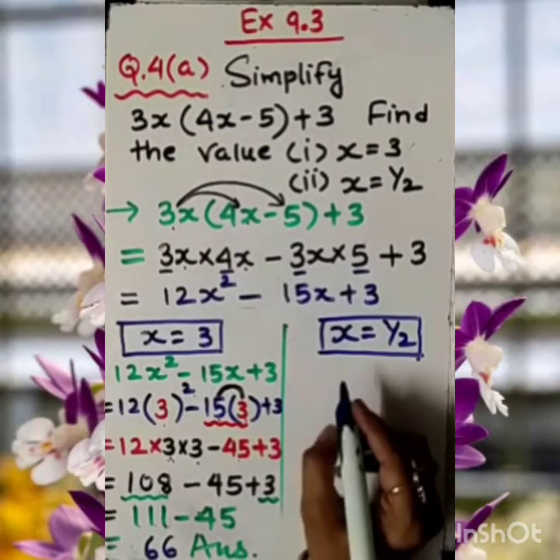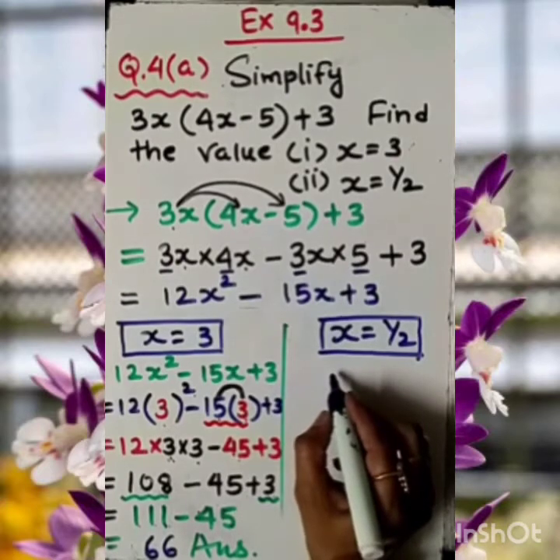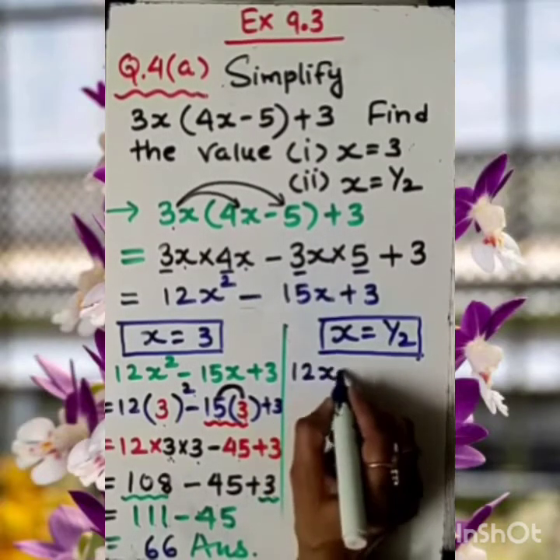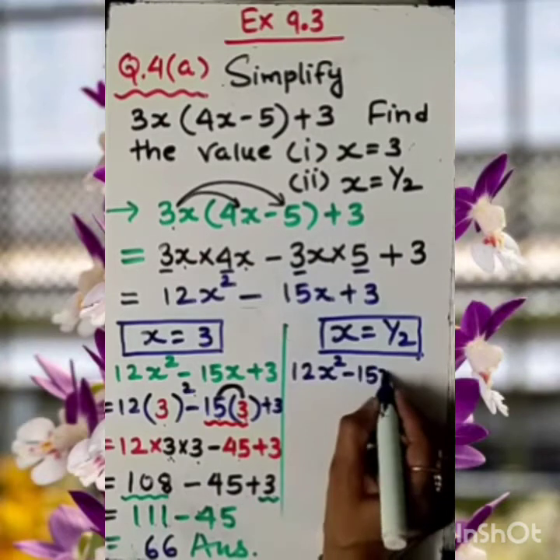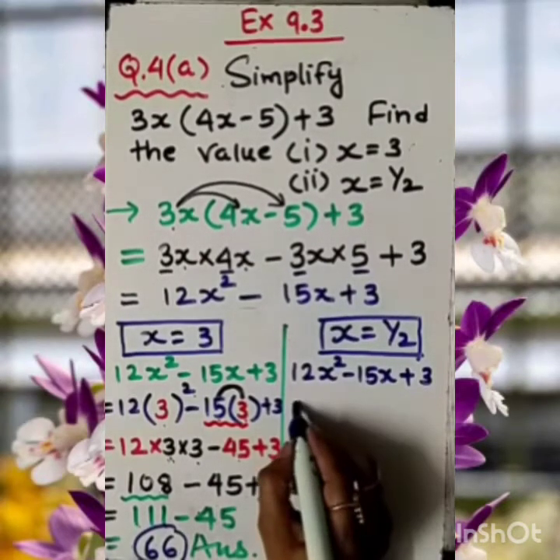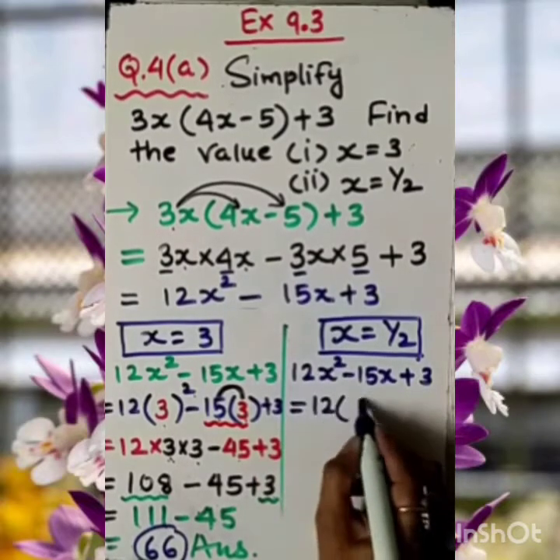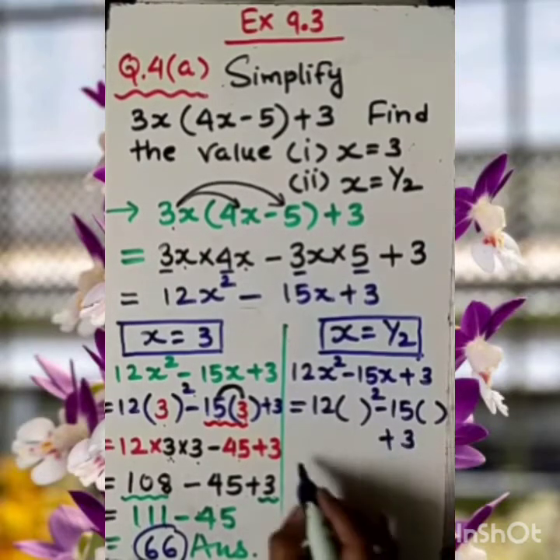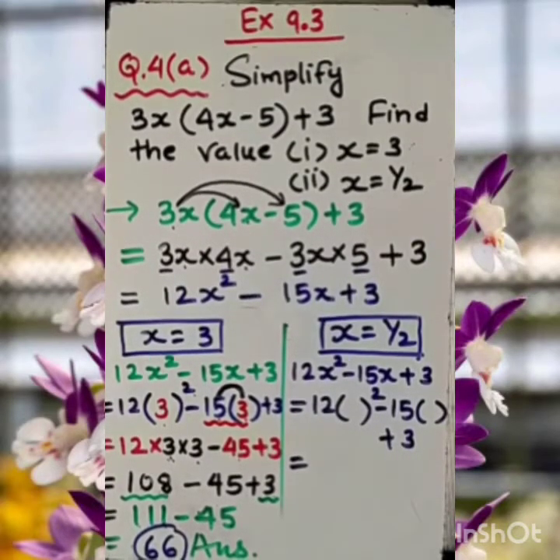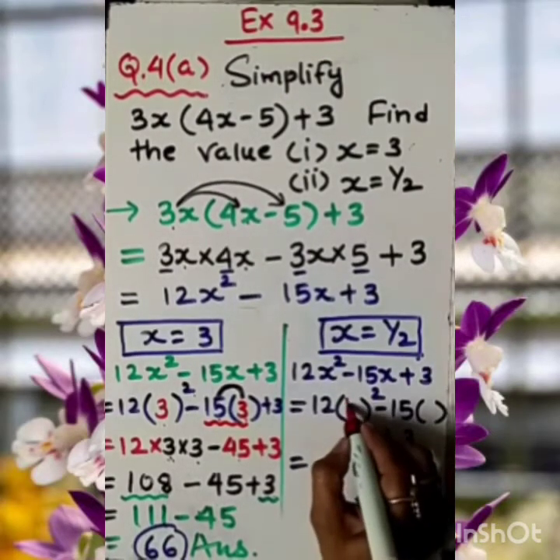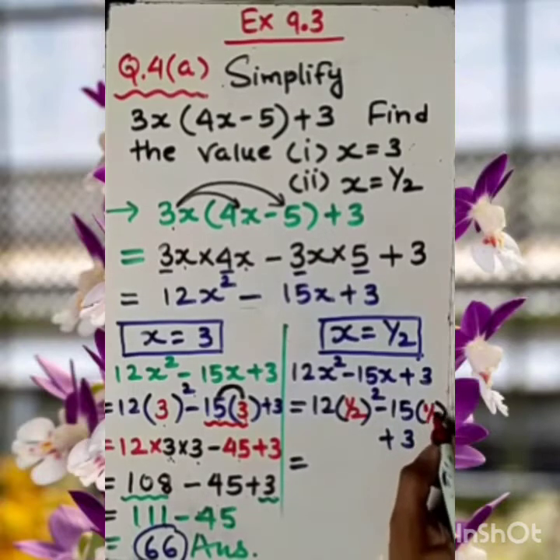Okay, let's go with this now. Let's work on this. So x equal to 1/2, here we need to put. So 12x square minus 15x plus 3. 66 is the correct solution. Now here, 12 in place of x square, minus 15, and plus 3. Whatever expression we need to write, we write it with blanks, and now we are going to put the value. It is 1/2, and this is also 1/2.